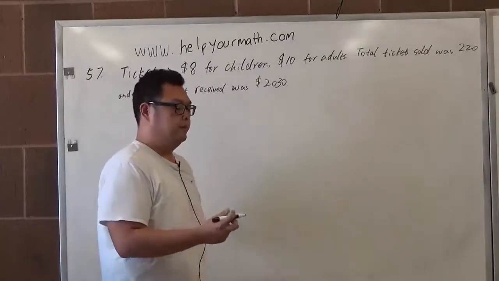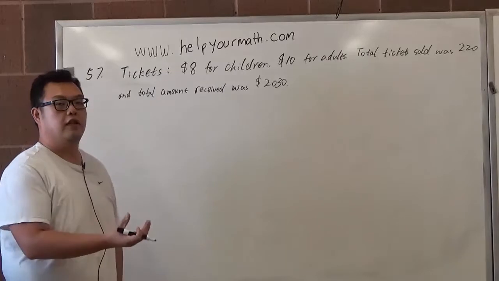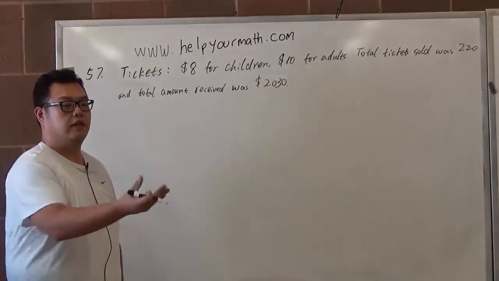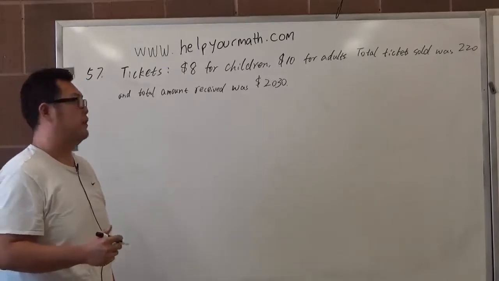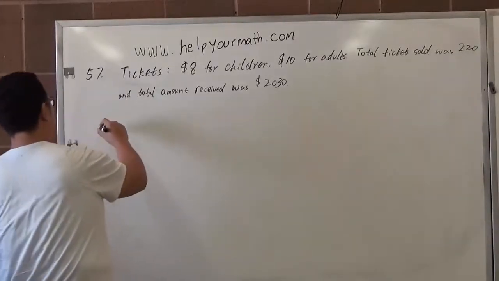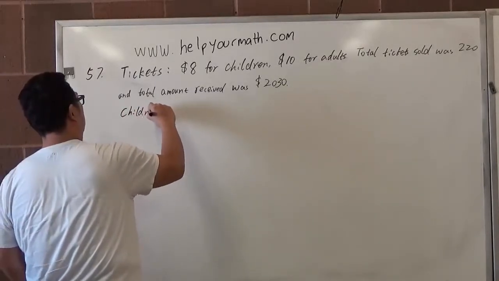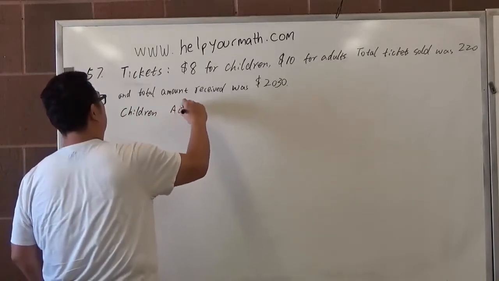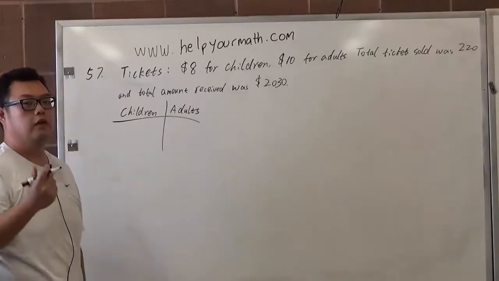$2,030 in total. So basically, we don't know how many children and how many adults we sold tickets to, and that is what we want to figure out. So for children and for adults, right? Two characters we need to look at.